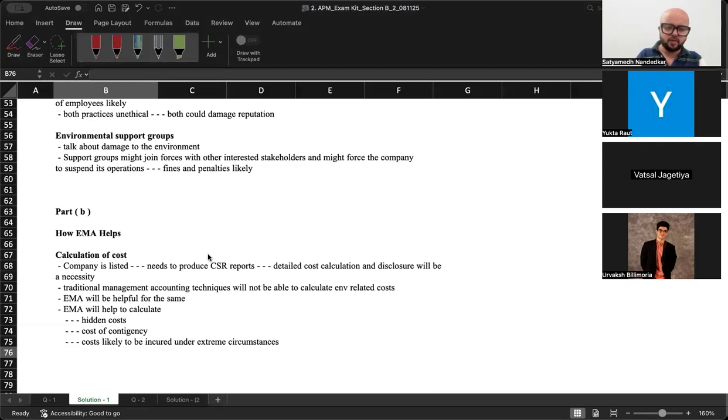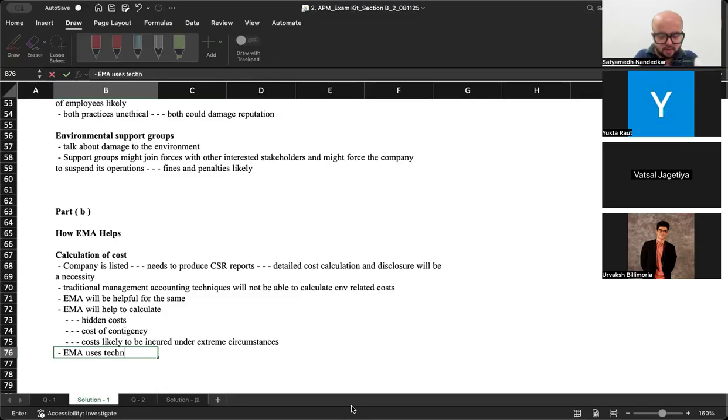What else will it help you with? बताइए. EMA makes use of techniques like environmental activity based costing, input output analysis, life cycle costing, all of that. It will help you to understand the cost drivers with respect to environment related cost. ठीक है. It will also help you to make your budgets more realistic. It will help you in cost control. है ना?